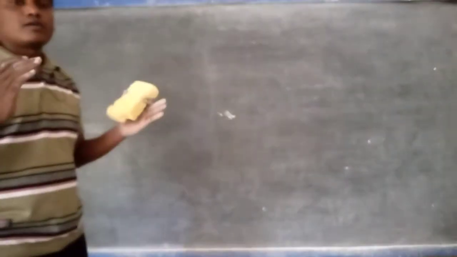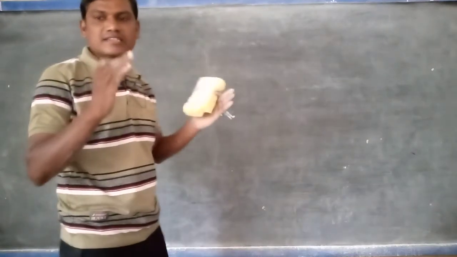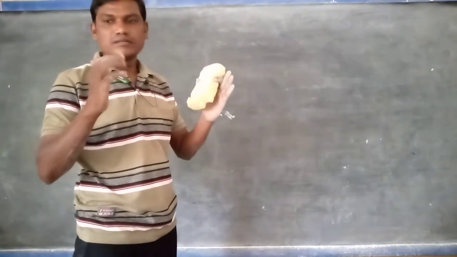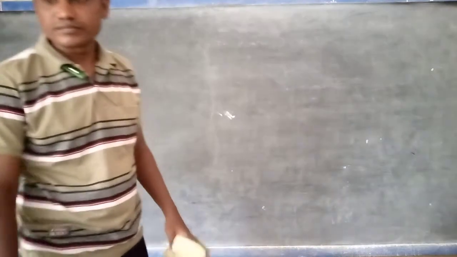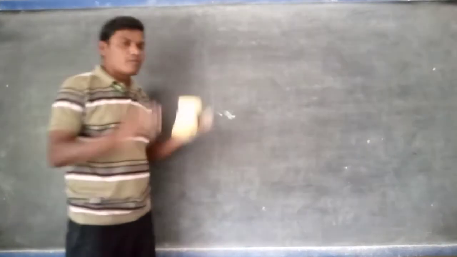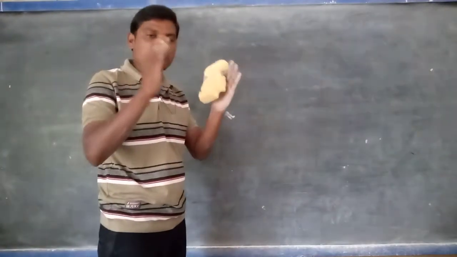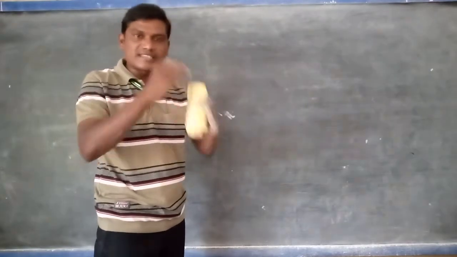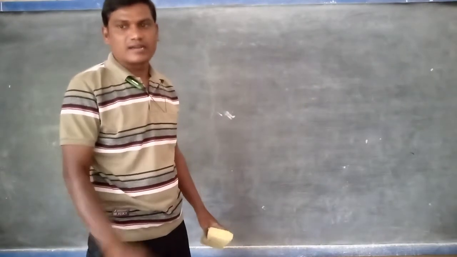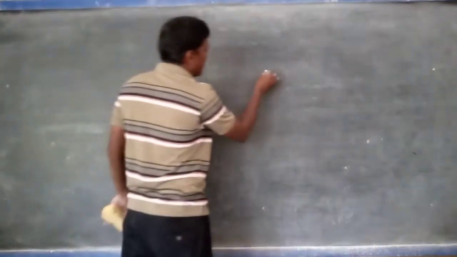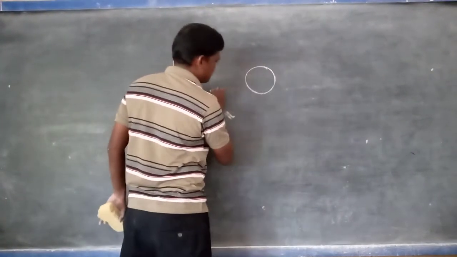Next one, there is an ant. The ant is moving on the surface of a small spherical ball. Is its velocity the same or not? That is the question. So listen very carefully. It is a spherical ball.